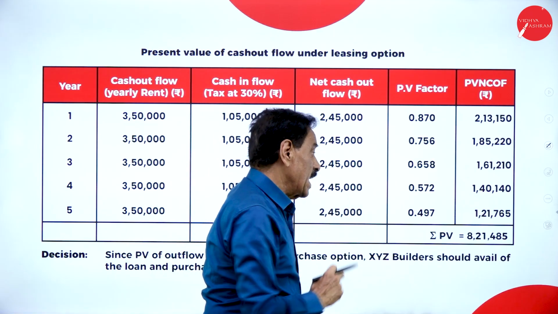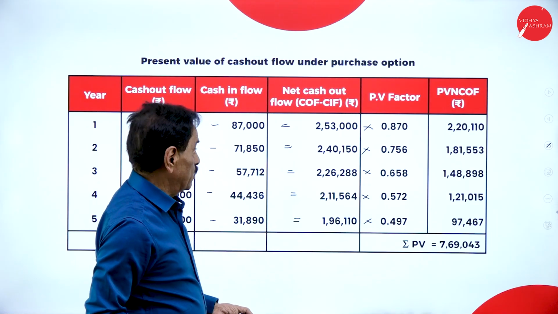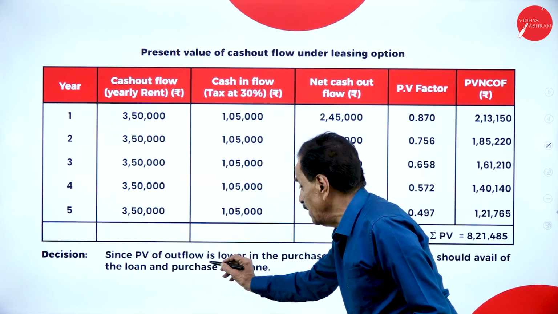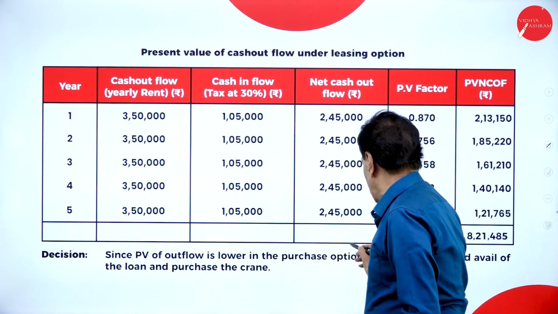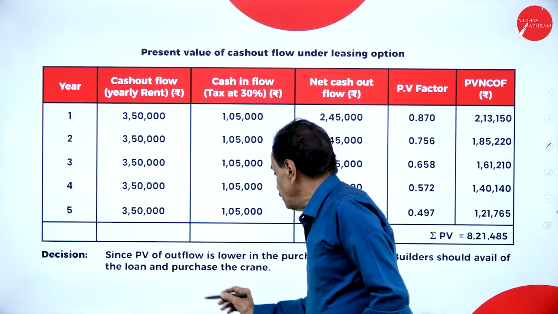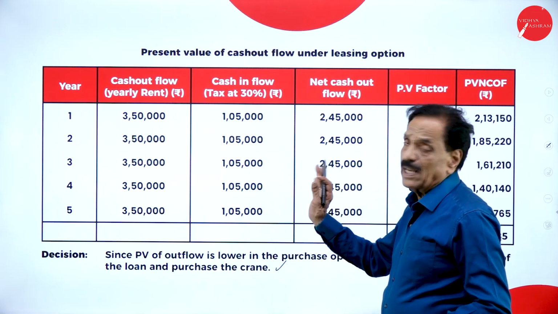Here it is 8,21,485, there 7,69,043. So the decision: since the PV of outflow is lower in the purchase option, XYZ builders should avail of the loan and purchase the crane. So it is better to go for purchase, not lease.